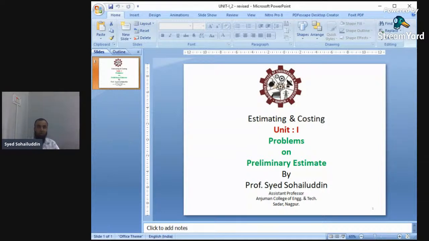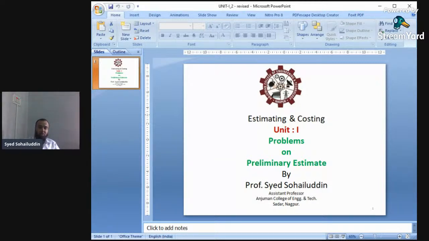So from today onwards, we will have the problems related with the preliminary estimates. So it is requested to have a notebook and a pen in order to solve the problems related with the preliminary estimate. As it is initial, we will have a little bit easier problems, and afterwards, as we proceed in our lectures, we will have the problems related with the university exams. So today we will have some basics regarding the preliminary estimate problems, a little simple problems. So be ready with the pen and notebook.